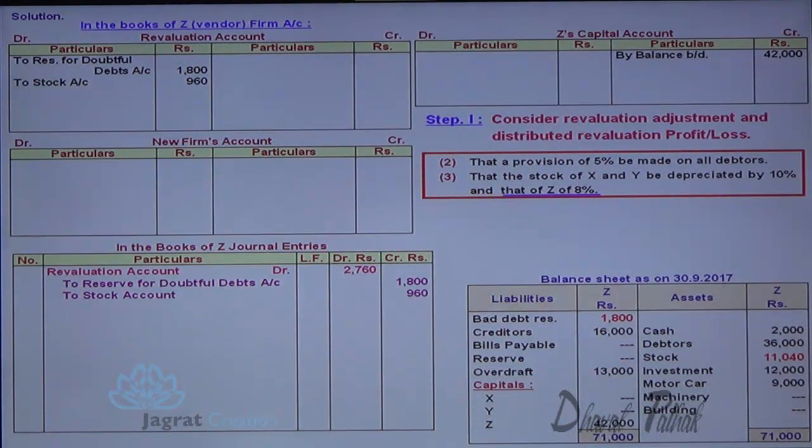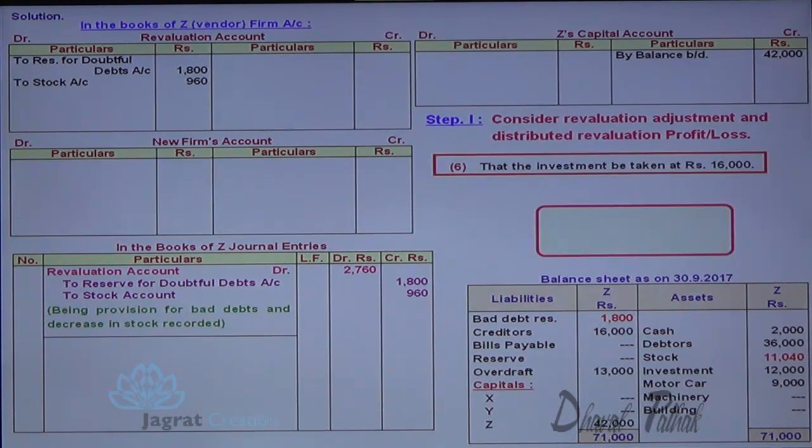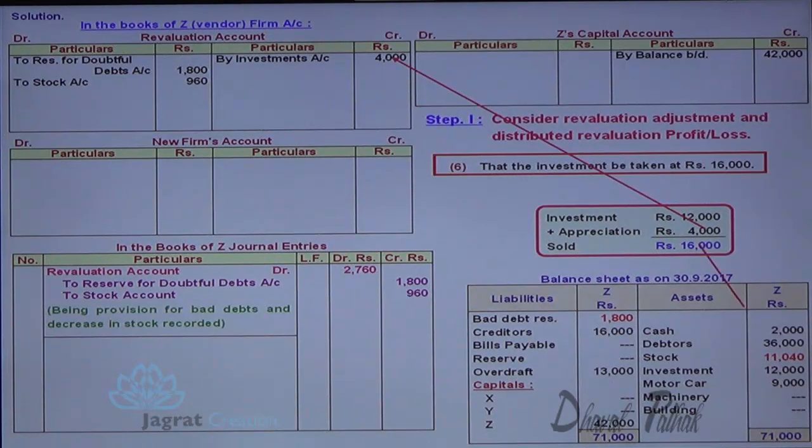Now, this is the narration for the first entry. Investments are taken at 16,000. Book value of investment 12,000. Valued at 16,000, increase 4,000. Credited to revaluation account. Increase in value of asset is credited to revaluation account. Investment appears at 16,000. Journal entry: Investment account debit to revaluation account credit.